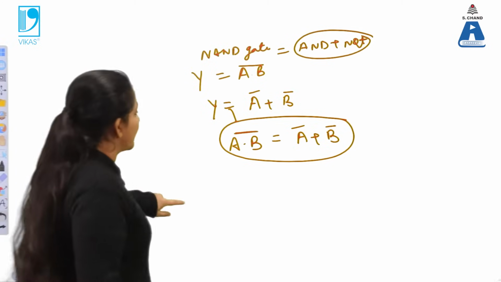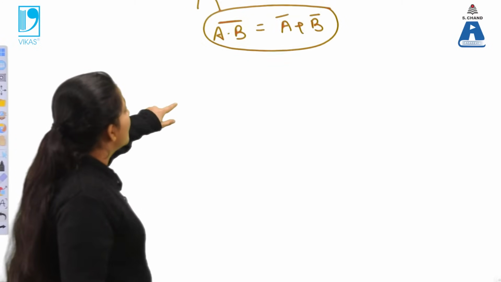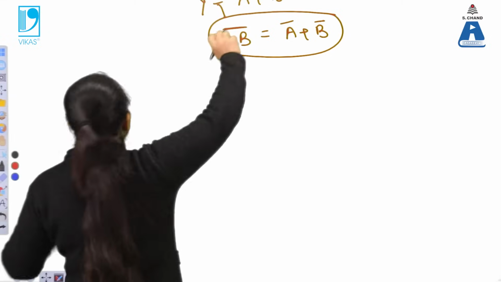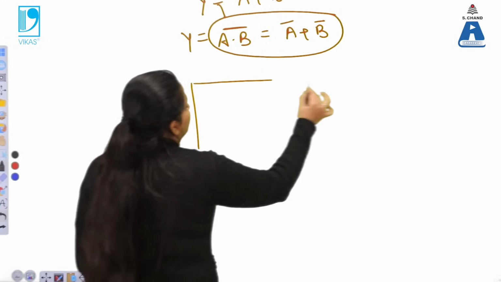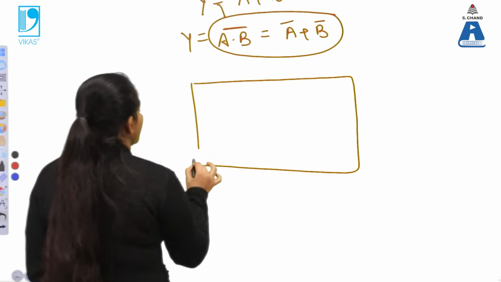Now the truth table can be maintained like this. So this is the output of the NAND gate. Now the truth table for this.